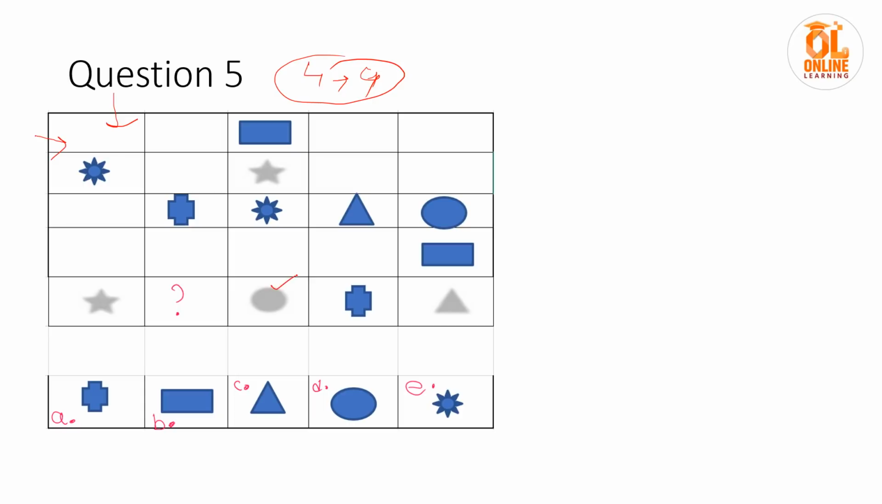Now this question is easy. Because circle is present, plus is present, rectangle is present, star is also present, so eliminate them first. Star cannot be your answer, plus cannot be your answer, circle cannot be your answer, rectangle cannot be answer. So what is left? Rectangle. So answer will be rectangle. So it is easy. Now let us move to the next question.